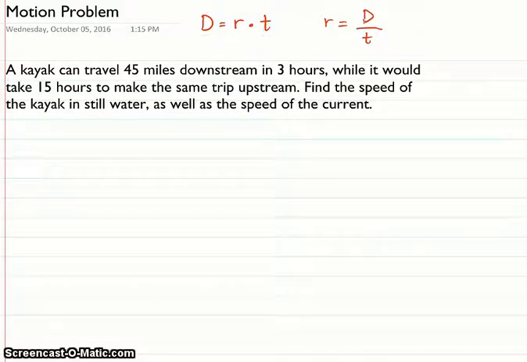So let's read the problem. The problem says, a kayak can travel 45 miles downstream in 3 hours, while it would take 15 hours to make the same trip upstream. Find the speed of the kayak in still water, as well as the speed of the current. With these types of problems, it's always useful to draw a diagram. So, downstream and upstream.